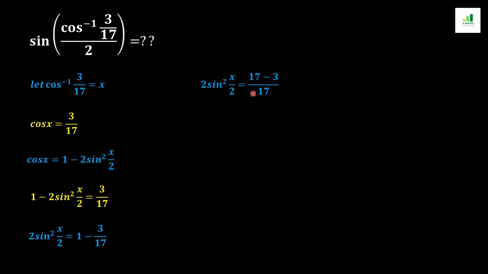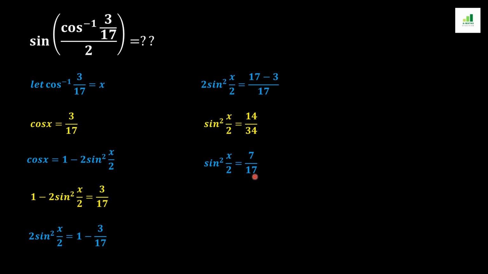Now, in the next step, we should simplify this equation as 17 minus 3, which is equal to 14, and this 2 will go to the other side of the equation and will multiply with this 17 in the denominator. As a result, we will get 34. And now the next expression will be sine square x by 2 equal to 14/34. Now again we should simplify this by dividing the denominator and numerator both by 2. As a result we will get sine square x by 2 equal to 7/17.